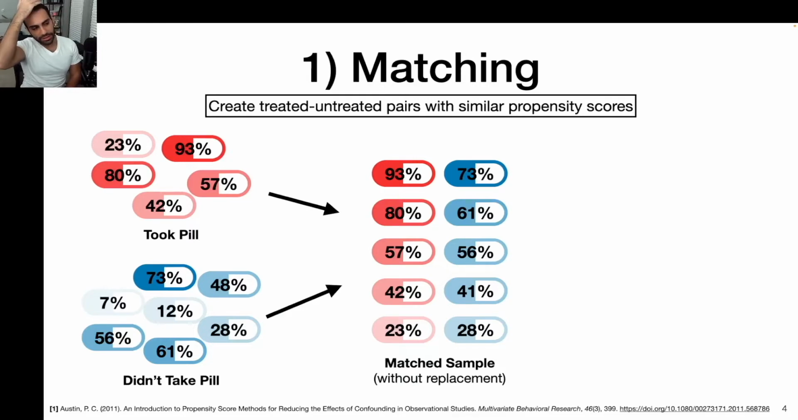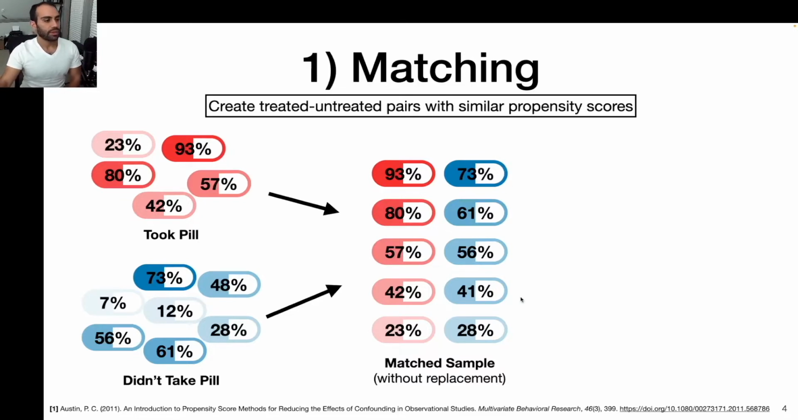So one way we can do this is called one-to-one matching without replacement. Say we pick this subject with a 93% probability of treatment, and what we do is match this subject to a subject in the untreated population with the most similar propensity score. So we can just look at all these subjects. We see 73 is the closest to 93 out of all these participants, and we just match these two together. And then we can take this subject with the 80% propensity score, and then we do the same process, excluding this participant here with 73, and then we pick this participant with a 57%, pick the closest one in the untreated population, so on and so forth.